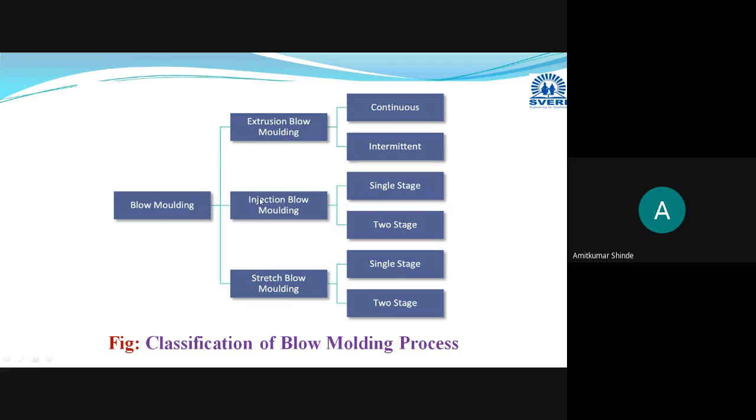And each process is again further classified in two types. Extrusion blow molding is classified in two types: continuous extrusion blow molding and intermittent extrusion blow molding. And on which basis is this classification done? Now, already we have discussed that the blow molding process will consist of the manufacturing of that parison.